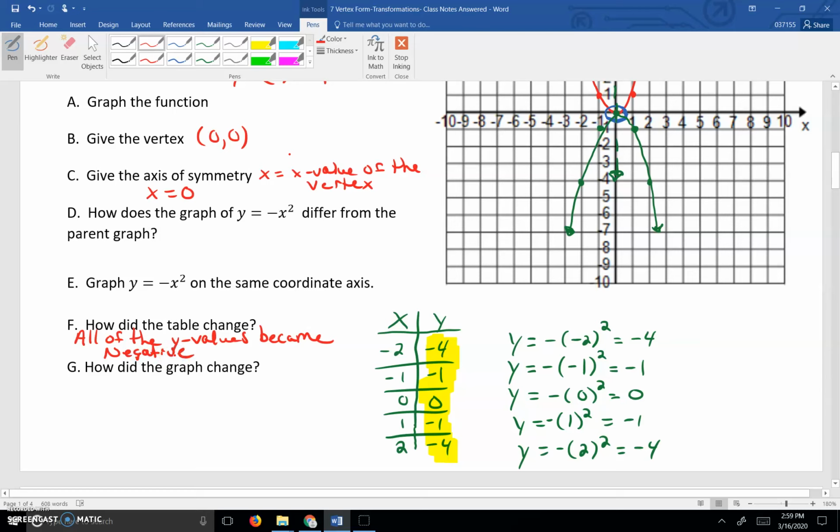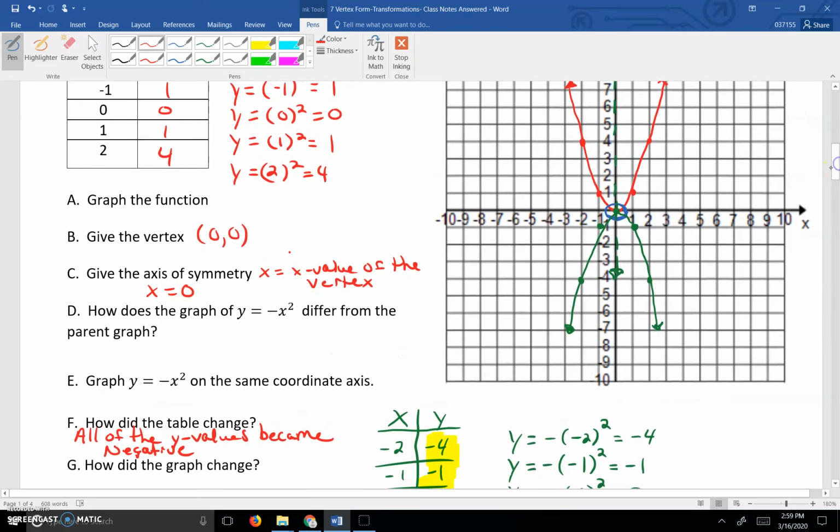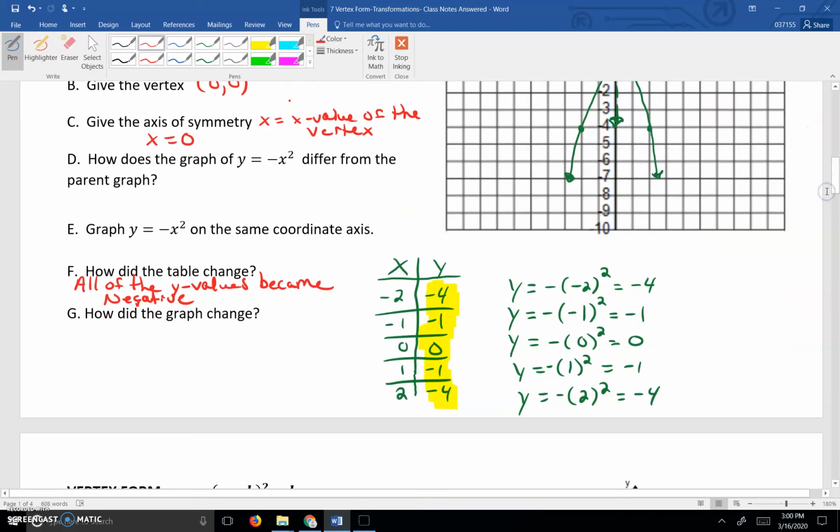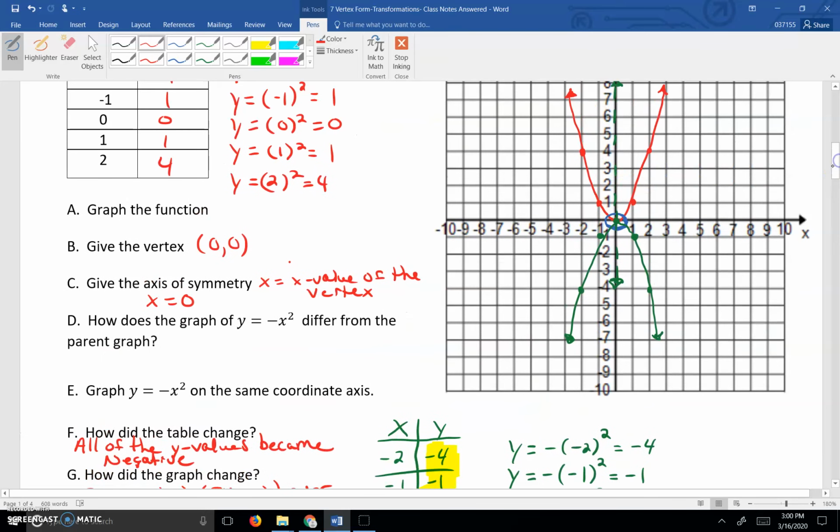How did that change the graph? If I look at my graph, my parent function opened up. It was that U shape. Now my new graph opens down, this N shape, and it's what we call a reflection, or it was reflected, flipped if you will, over the x-axis. So when I look at this, every point of the whole graph flipped, or reflected, over the x-axis. In other words, it moved to the opposite side the same distance.